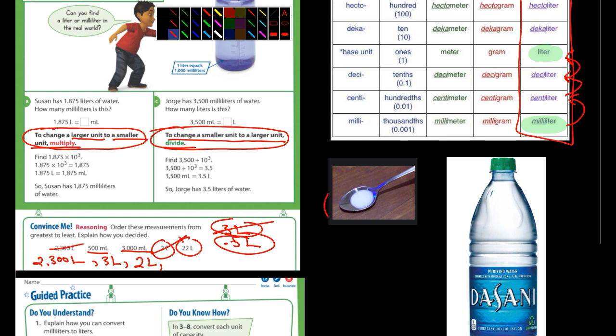So we'll put that 22. We're going to squeeze that right in there. You guys are going, Mr. Glazer, pay attention to what he's doing here. 22 liters would be the next one. Then 3 liters, then 2 liters. I think I'm doing that right. And then 0.5 of a liter. All right.